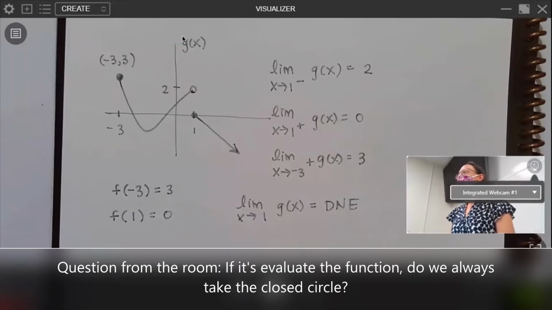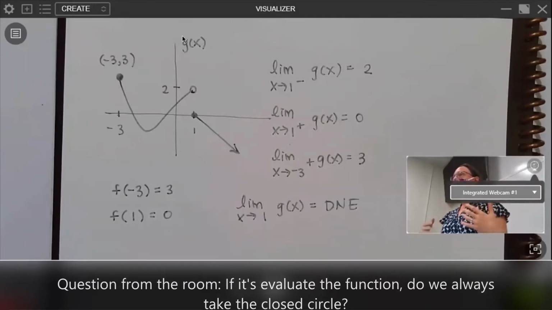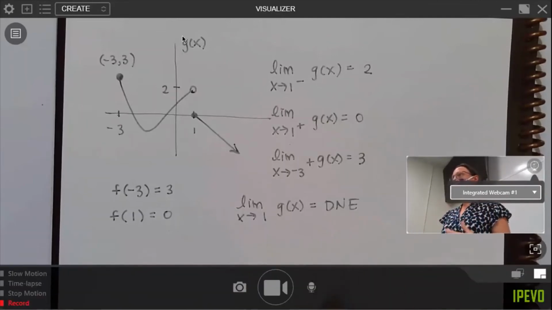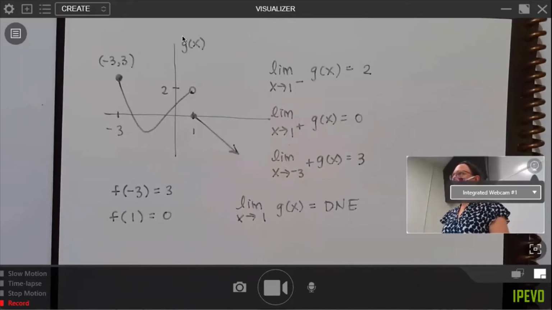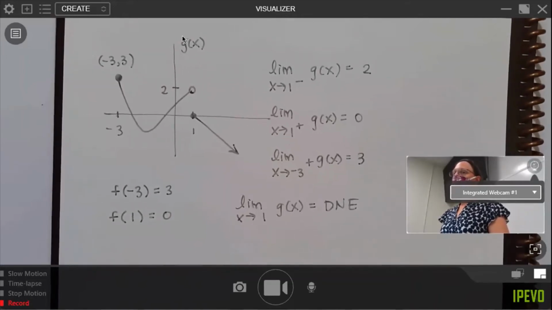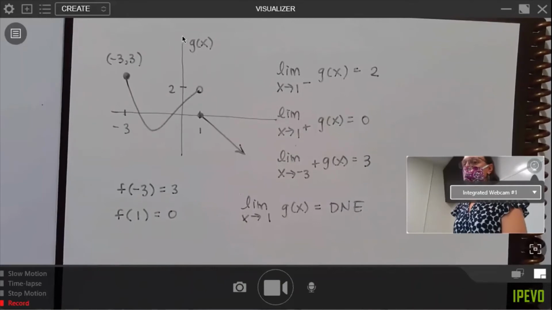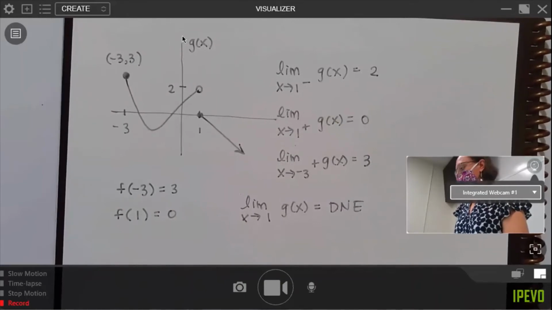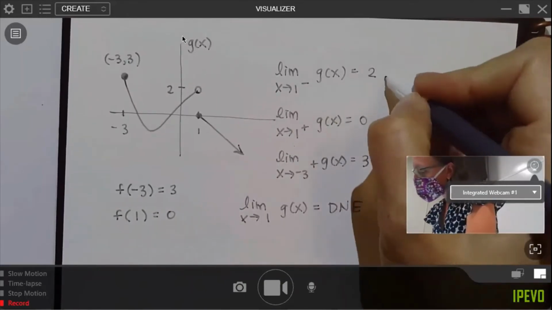We're always going to find the closed circle. And if there is no closed circle, then we would say that the value of the function was DNE. Okay. I think it's time to ditch the pictures and do some limits with equations. So these two don't match.